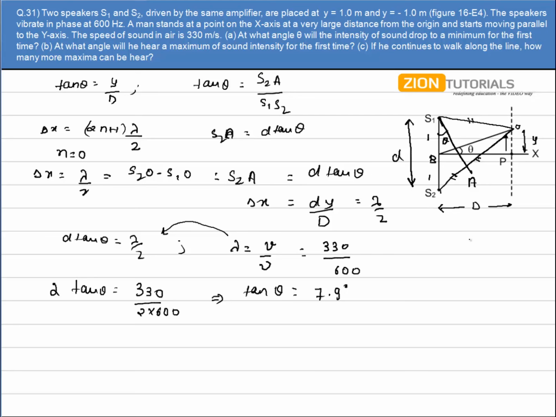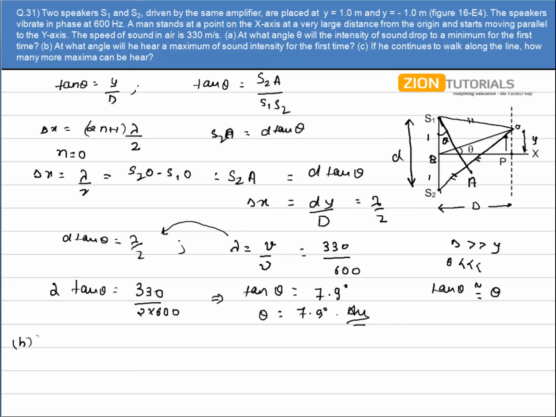Now it is very clearly given that the man is standing on the x-axis at a very large distance. So D is very much greater than y. So what I can say is that theta is very small. So tan theta is approximately equal to theta. So theta comes out to be 7.9 degree. That is the answer for the first part.